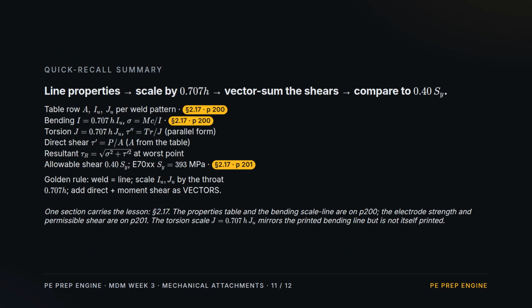Quick recall. Read the group's unit properties off the table row. Scale them by the throat, 0.707 times the leg. Bending gives MC over I. Torsion gets TR over J. The direct shear is load over throat area. Add direct and moment shears as vectors at the worst point, and compare the resultant to 4/10 of yield with an E70 electrode yielding 393. Golden rule. Weld equals line, scale by the throat, and add the shears as vectors.